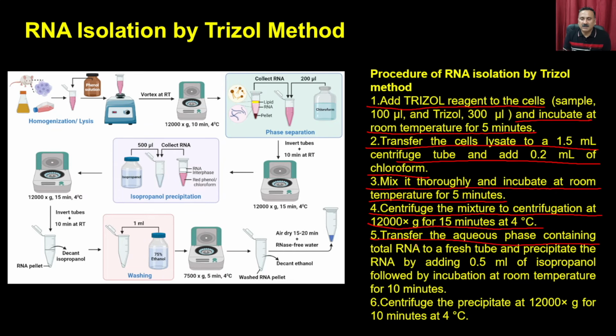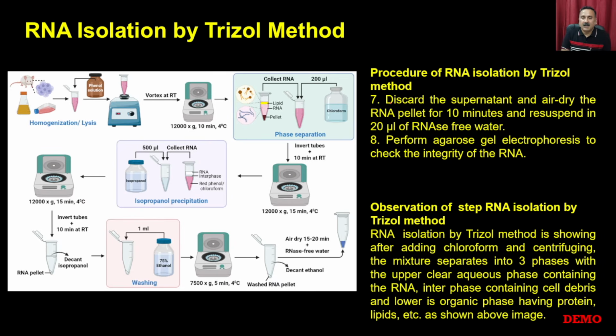Transfer the aqueous phase containing the total RNA to a fresh tube and precipitate the RNA by adding 0.5 ml of isopropanol, followed by incubation at room temperature for 10 minutes. Then you centrifuge the precipitate at 12,000 g for 10 minutes at 4 degrees Celsius. Then you discard the supernatant, air dry the RNA pellet for 10 minutes and resuspend in 20 microliters of RNA-free water. Remember that this is very important. You can either purchase the RNA-free water from commercial vendors, or you can prepare it in the laboratory. So it's not a very difficult part.